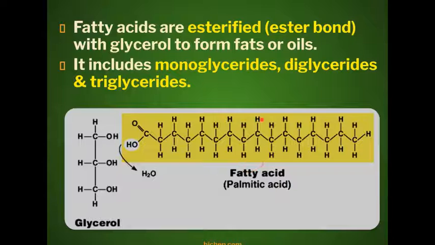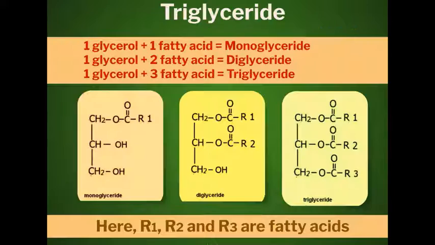So this fatty acid joins with the glycerol to form the fat or the oil. The bonding is an ester bond. It can be monoglyceride, that means one fatty acid, diglyceride, 2, or triglyceride, that is 3 fatty acid molecules. So this is how they will look like. Monoglyceride, that means one fatty acid. Diglyceride is 2 and triglyceride will be 3 fatty acids. R1, R2, R3 over here are the fatty acids.